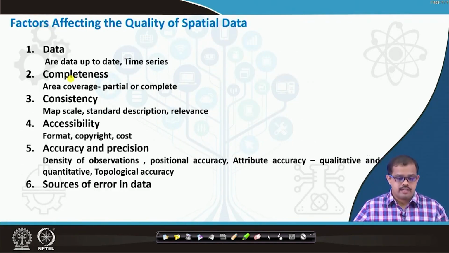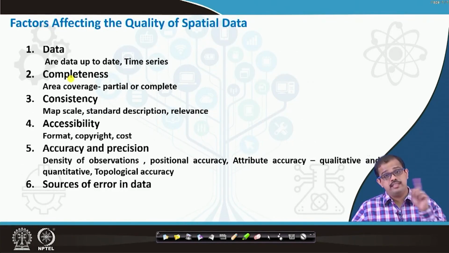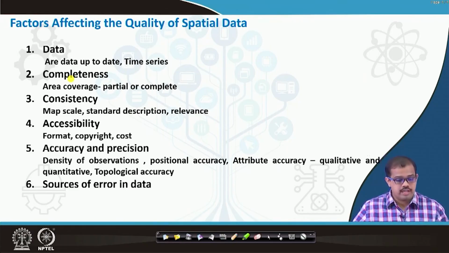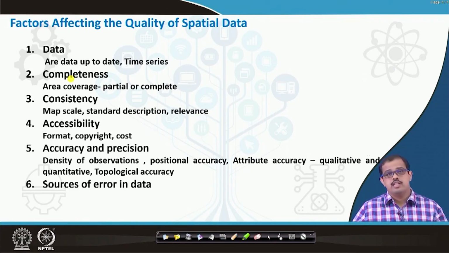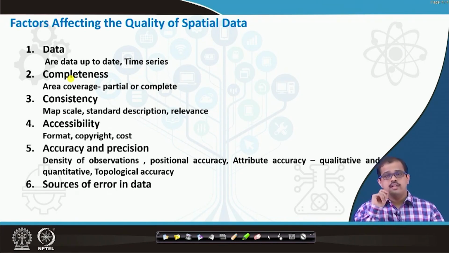So there are certain factors affecting the quality of the spatial data also. When you are looking at this, the data itself is the first quality that is affecting the spatial data. For example, is all your data up to date or not? That's what I mentioned in my previous slide as an example. If your data is 10-15 years old and you are trying to model today's phenomena, it may really not capture a certain phenomenon. Let us say we are capturing how urban growth is happening in a particular city.